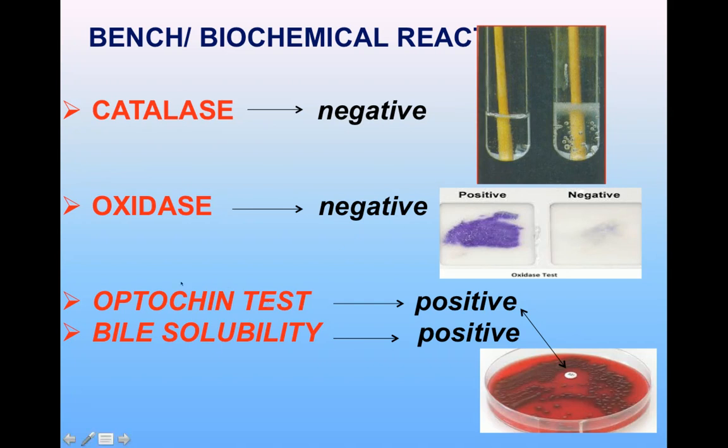Now, the two very important diagnostic tests for this organism are the optochin test and the bile solubility test. Both these tests are positive for strep pneumoniae, and they help us in differentiating it from strep viridans, which is also alpha hemolytic in nature.